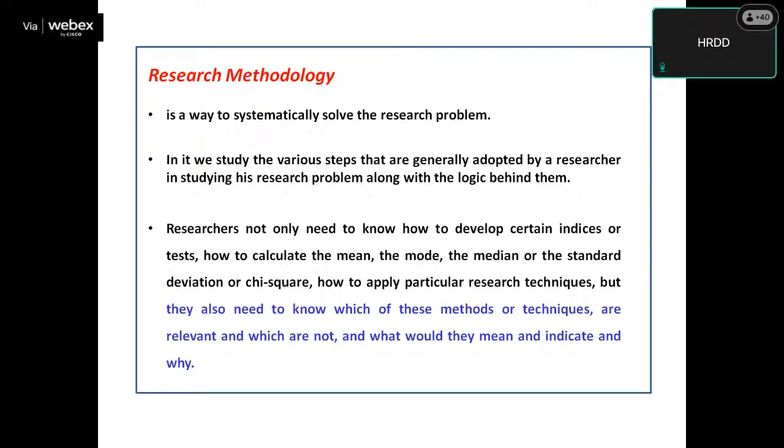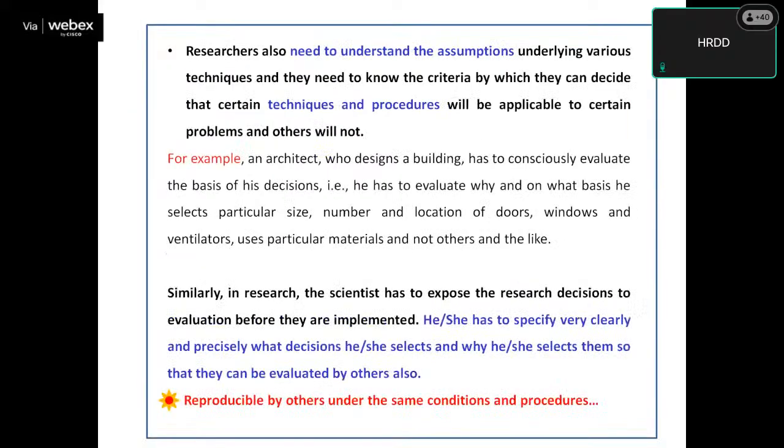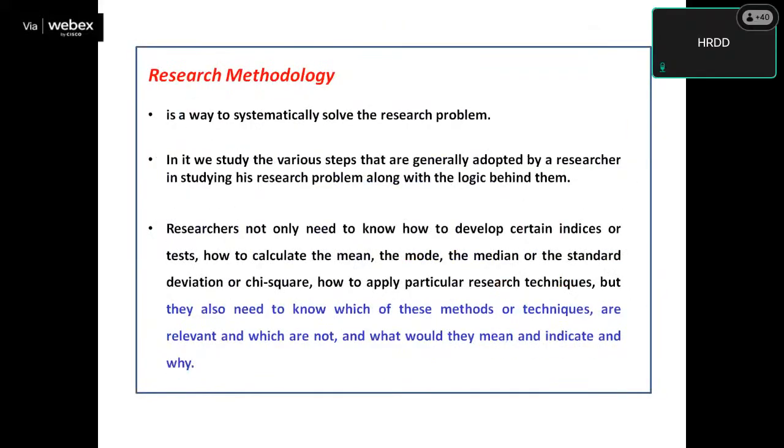Researchers not only need to know how to develop certain indices or tests, how to calculate the mean, the mode, the median, or the standard deviation or chi-square, how to apply particular research techniques. So developing certain indices, calculating the mean, the mode, the median, the standard deviation, chi-square, these all come under the research method. Statistics, the last two what we did on the previous page. Okay, the research statistics, research method statistics.